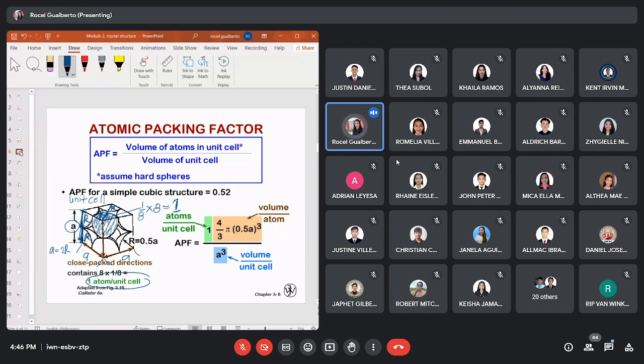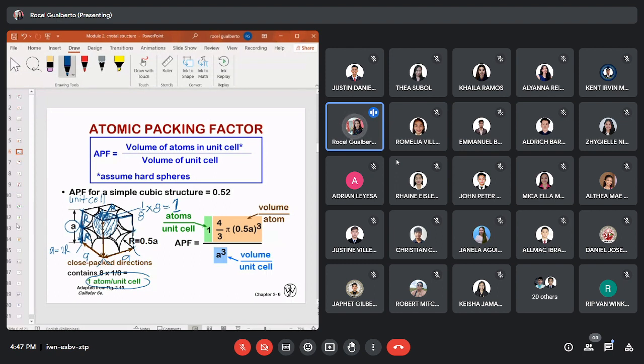Okay? And then, yun naman pong R, R pertains to the atomic radius. Okay? So, this is yung radius niya. Yan po yung radius. This is the radius, so as with this one. Ito po, radius din po yun, so as with this one.